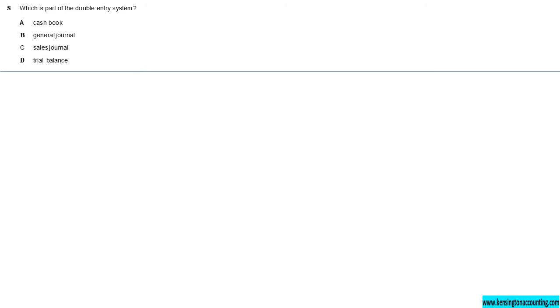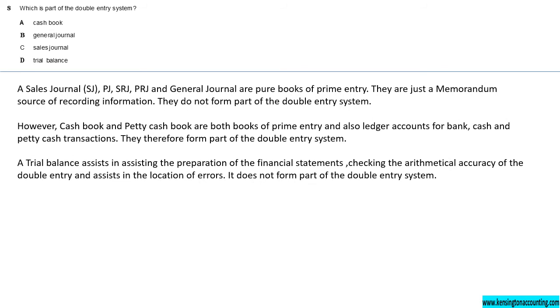Question 8, which is part of the double entry system. Now, a sales journal and a purchase journal, including a sales returns journal, purchase returns journal, and general journal, are pure books of prime entry. They are just a memorandum of recording information. They do not form part of the double entry system.